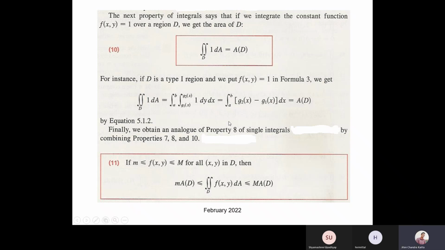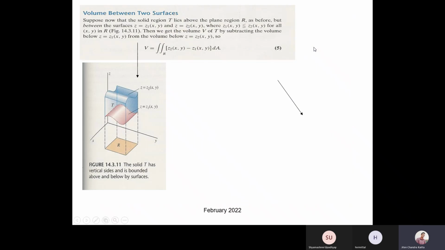And again, you have done this in single variable calculus as well. If f lies between small m and capital M for all x,y belonging to a domain D, then small m times the area of D is less than or equal to the double integral of f over D, which is less than or equal to capital M times the area of D. Okay. And this next slide is going to be important.